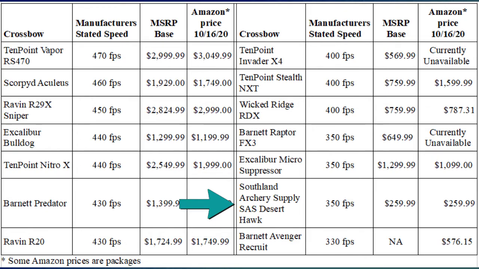The least expensive is from Southland. Excalibur and Southland are both recurves. The average price in this list is $1,400.36, which is closest to the Barnett Predator.